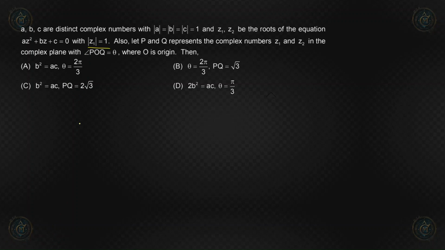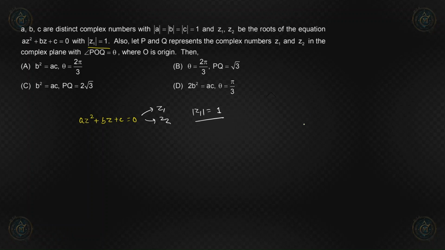So we have this equation, Az square plus bz plus c equal to 0, and its roots are z1 and z2, and we have mod of z1 equal to 1. Also let p and q represent the complex numbers z1 and z2 in the complex plane with angle poq equal to theta, where o is the origin.